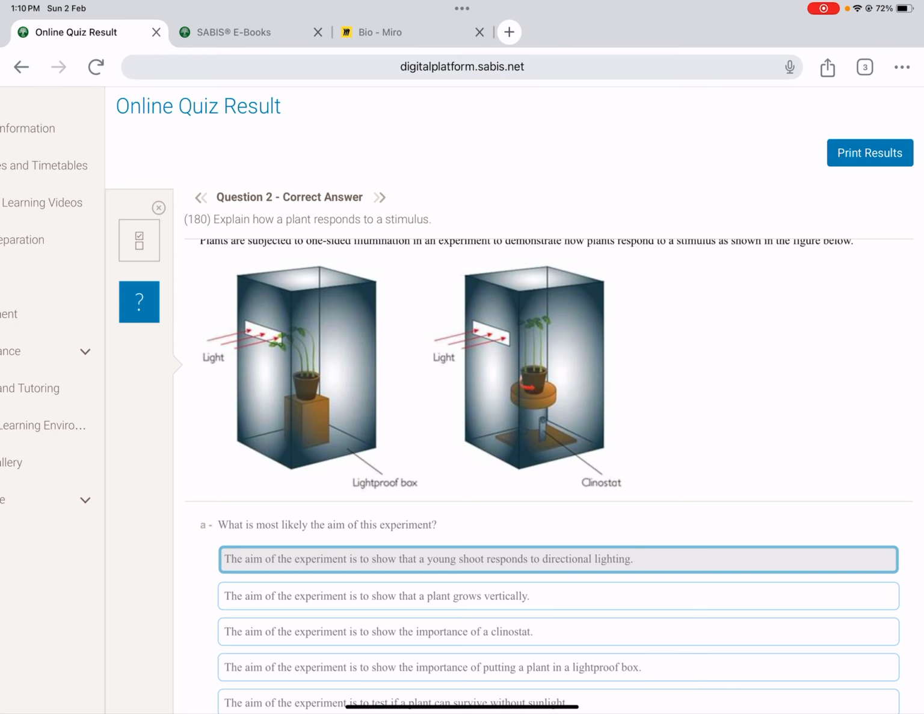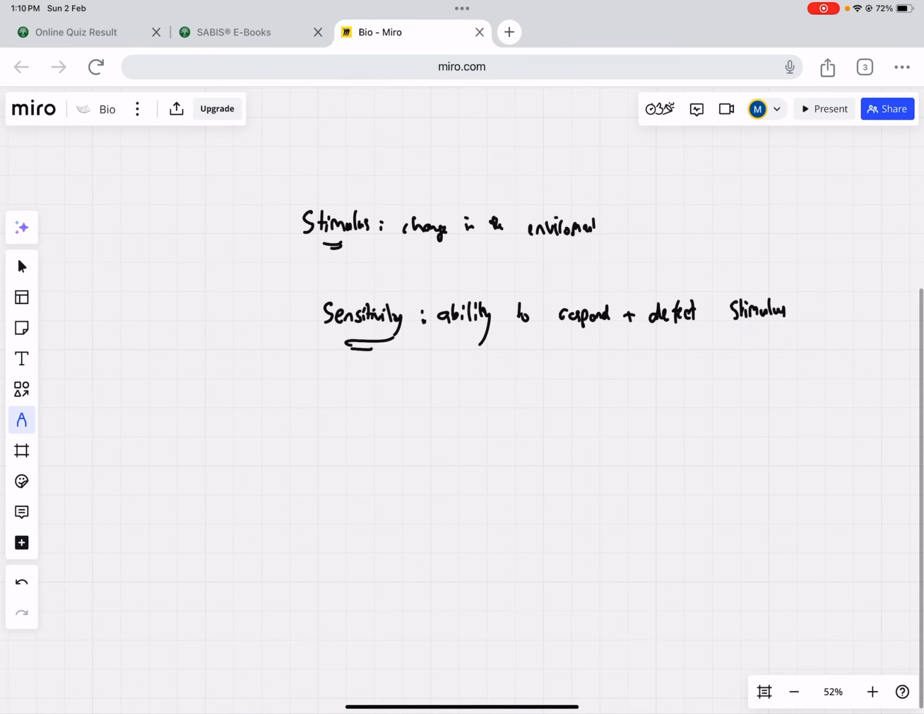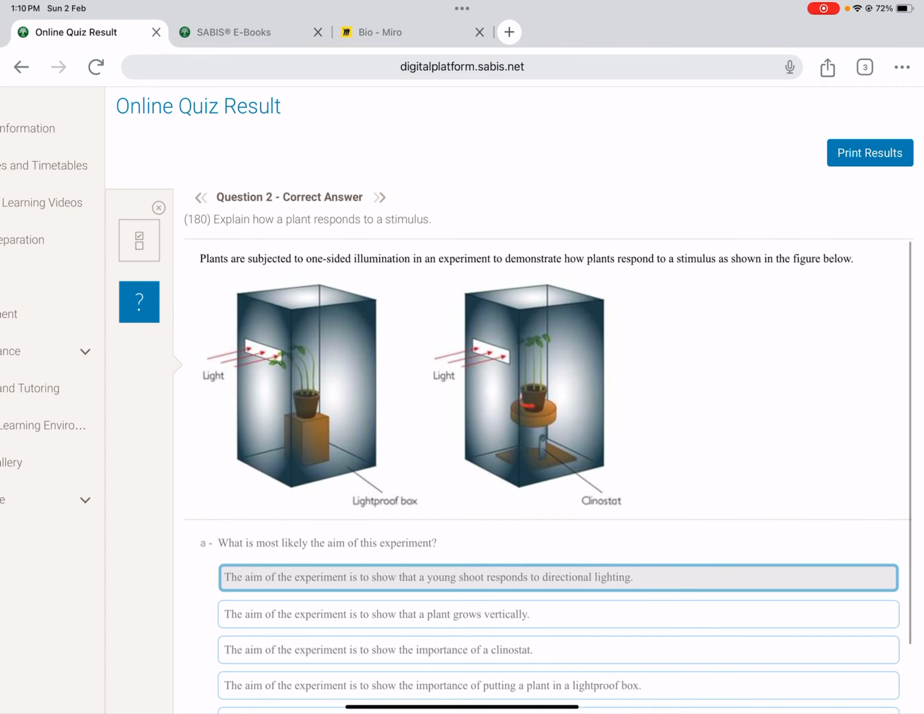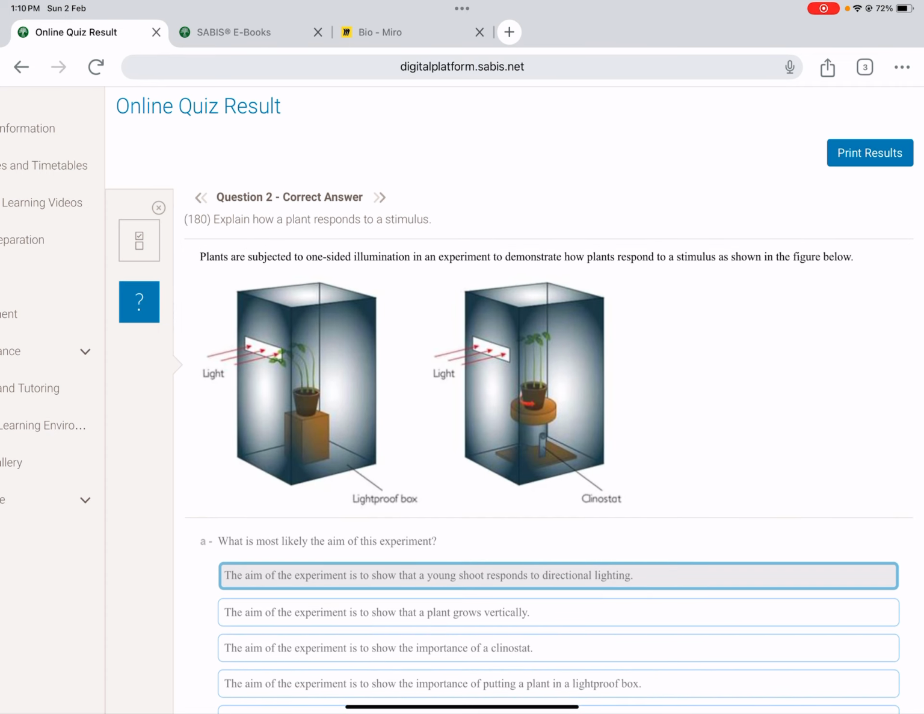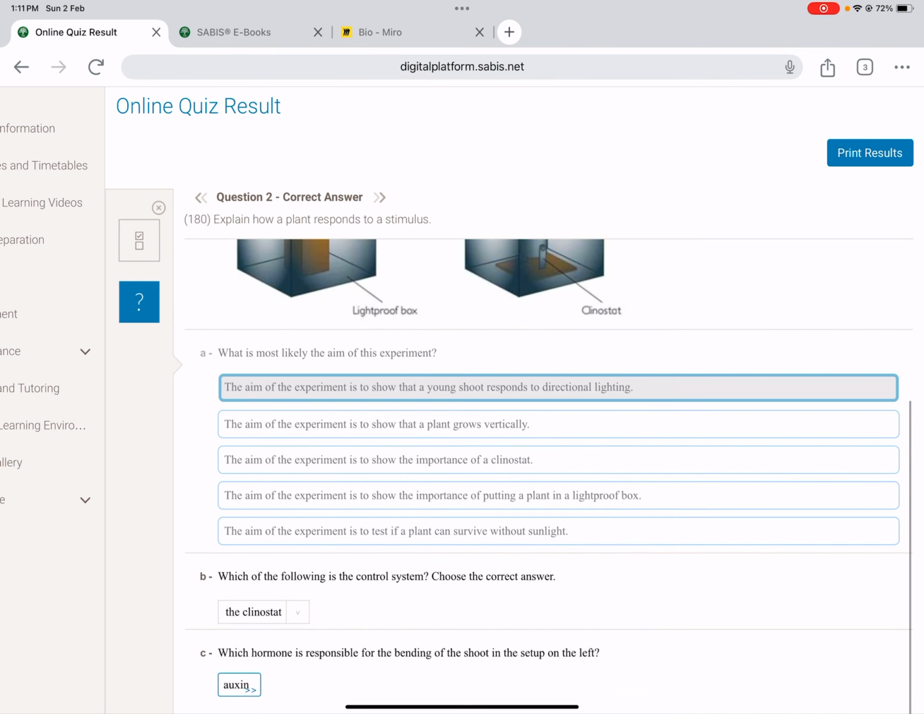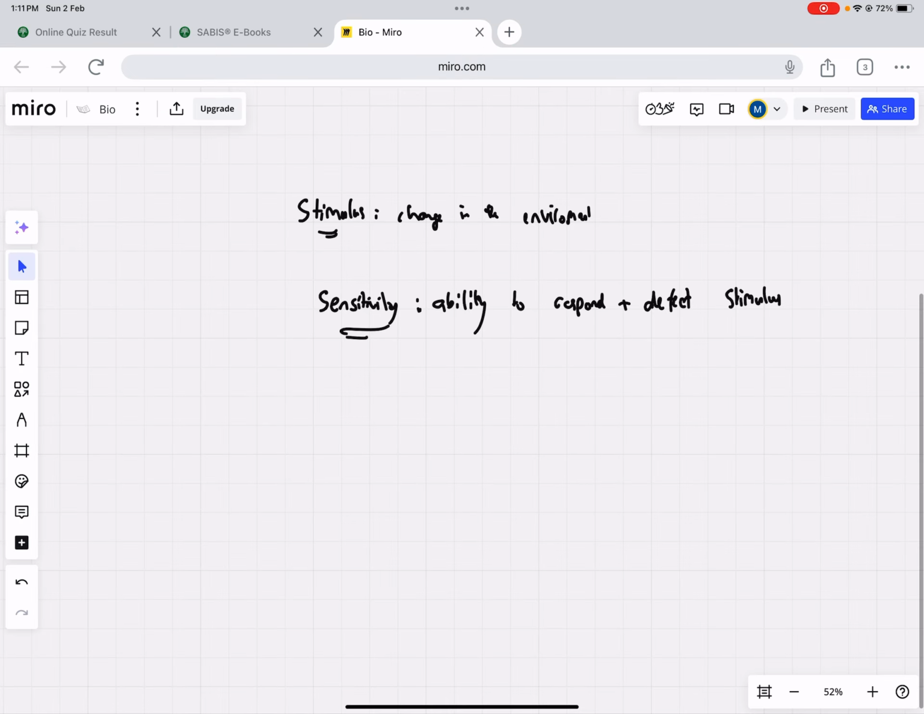Why? Because if we look at the clinostat, what is the function of the clinostat? It rotates. So as it rotates, light is going to be hitting the plant from all directions and not only from one direction. This is why it's our control group, the clinostat, because it keeps on turning. And which hormone is responsible for the bending of the shoot? It is auxin. Just a quick reminder.